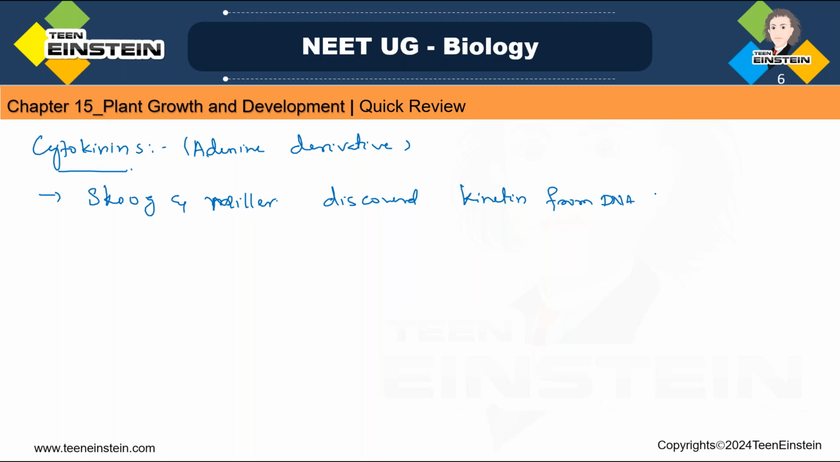Then Letham and Miller isolated a cell division inducing substance from the milky stage grain of maize, and they named it zeatin. That was the first natural cytokinin. Who discovered it? Letham and Miller.